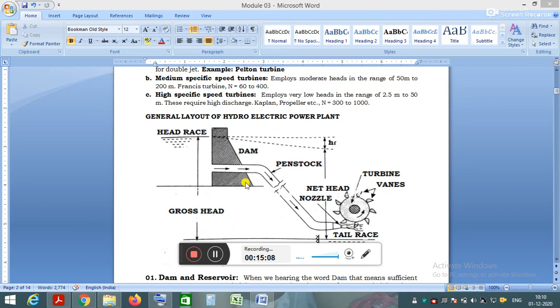The next topic is the turbine. What is the function of the turbine? It converts the hydraulic energy present in the water into mechanical energy, which is in turn coupled to the generator, and the generator converts the mechanical energy which is produced in the turbine into electrical energy. Okay, these are the basic components of a general hydroelectric power plant.